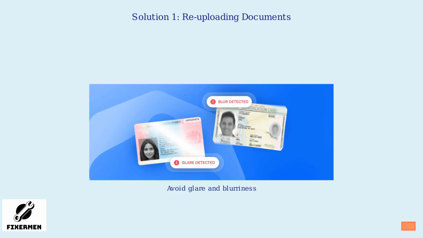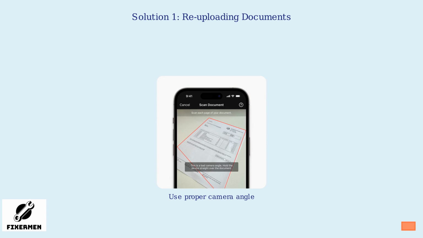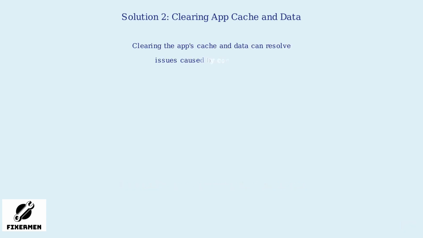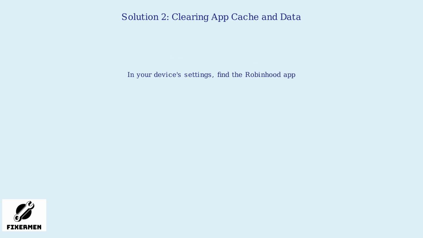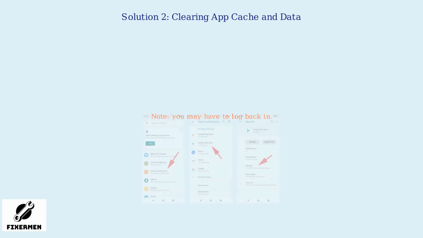One of the most common solutions is to re-upload your documents. Ensure the images are clear, well lit, and show all corners of the document. Avoid glare or blurriness. High-quality images significantly increase the chances of successful verification. Clearing the app's cache and data can resolve issues caused by corrupted files. In your device's settings, find the Robinhood app and clear its cache and data. This can help refresh the app and resolve verification errors. Note, you may have to log back in.